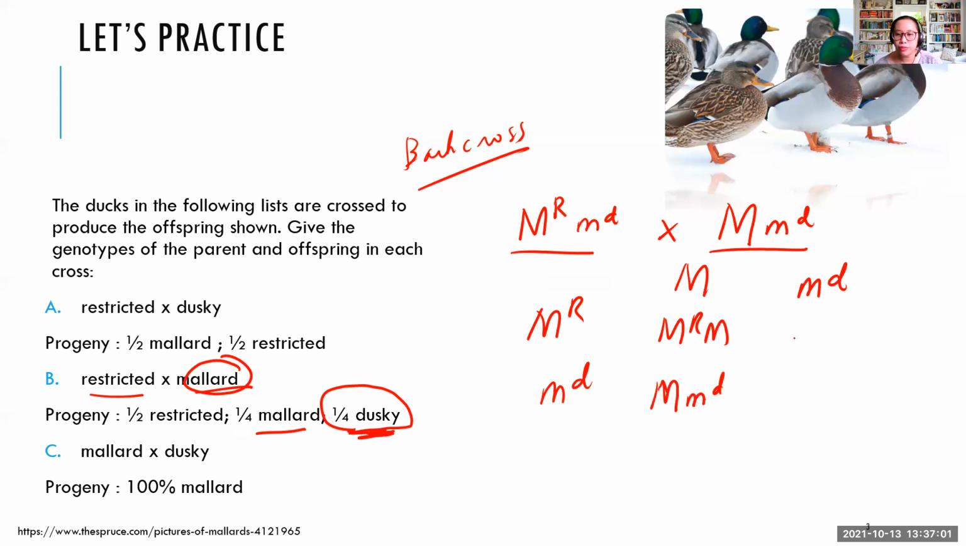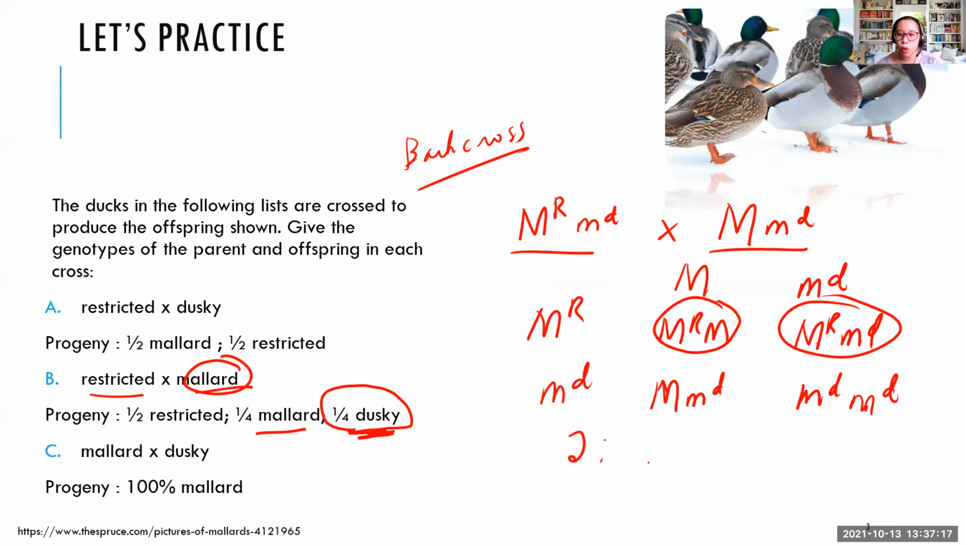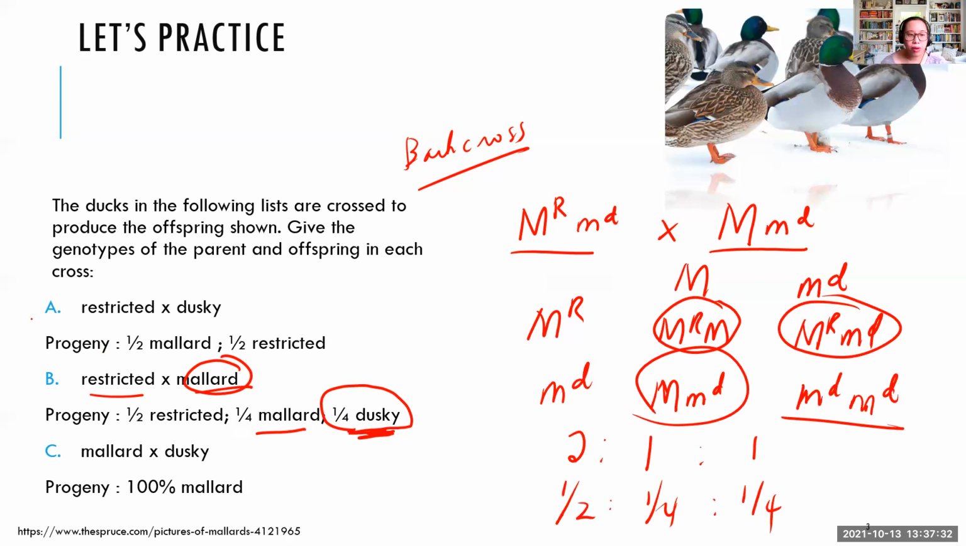Always write the dominant first. All right. So you will see here, this is a restricted, and that's another restricted, so that's 2, and then 1 mallard, and then 1 dusky. So 2:1:1, or in other words, 1/2, 1/4, 1/4. Okay, so that's the answer for letter B. So how about letter C?